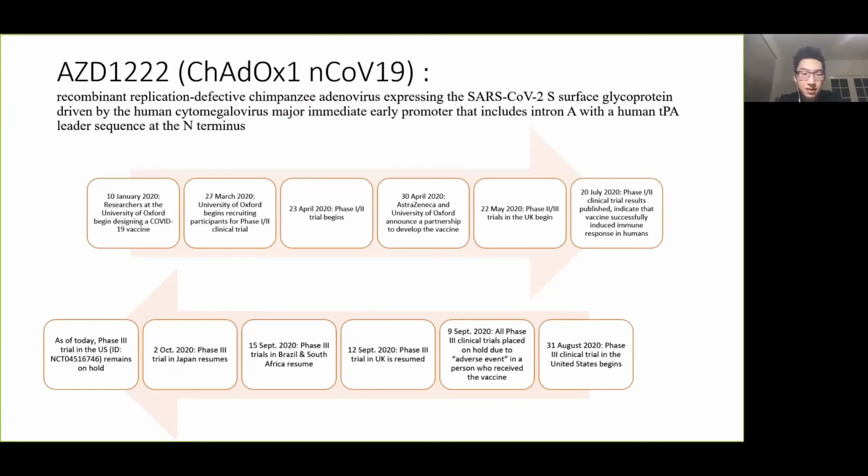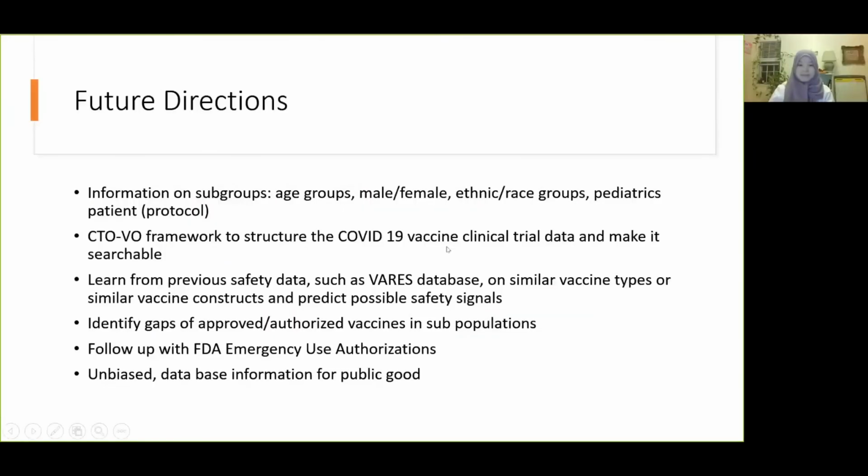As this timeline illustrates, vaccine research and development involves a complex, time-intensive process, and we hope that members of the public will find the COVID-19 vaccine knowledge base to be a convenient, reliable, and comprehensive resource for COVID-19 vaccine updates. Now I will hand it back to Asiyah, who will discuss the next steps in our research.